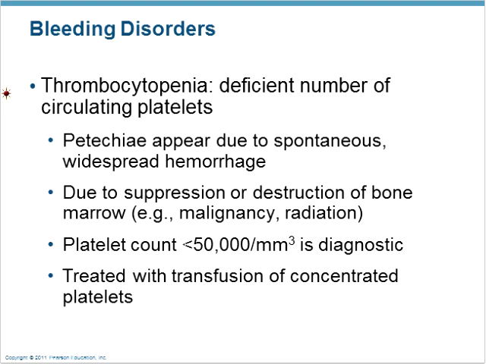Then we can also have bleeding disorders, like thrombocytopenia, which is a deficient number of circulating platelets. So we don't have enough platelets. If we have thrombocytopenia, petechiae, little pinpoint bleeding in the tissue, appear due to spontaneous widespread hemorrhage throughout our body. It's due to suppression or destruction of the bone marrow, which also kills off, obviously, the platelets, or due to malignancy or radiation. The platelet count has to be greater than 50,000, and so a platelet count of less than 50,000 per cubic millimeter is diagnostic, and it has to be treated with transfusion of concentrated platelets from other donors.